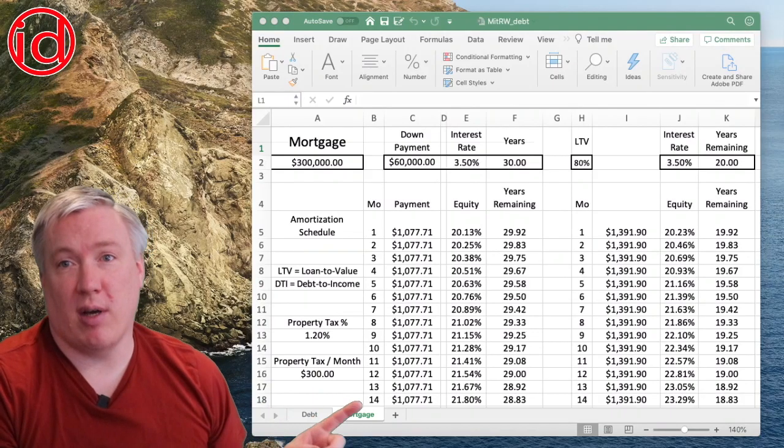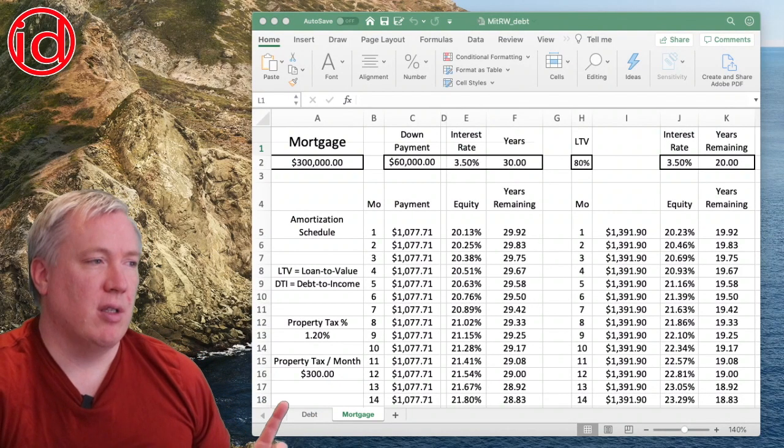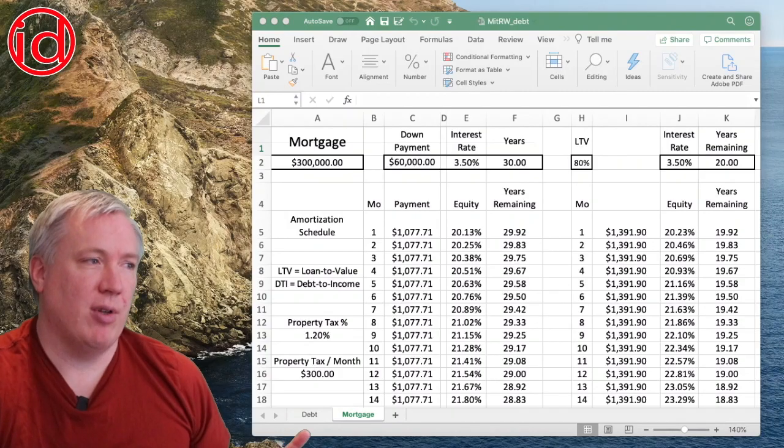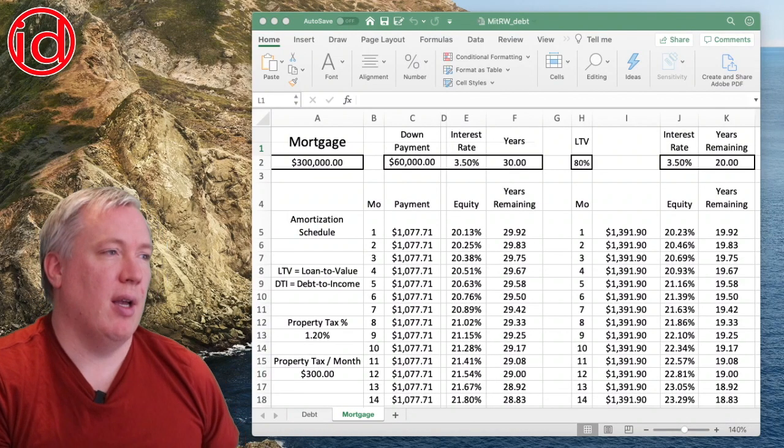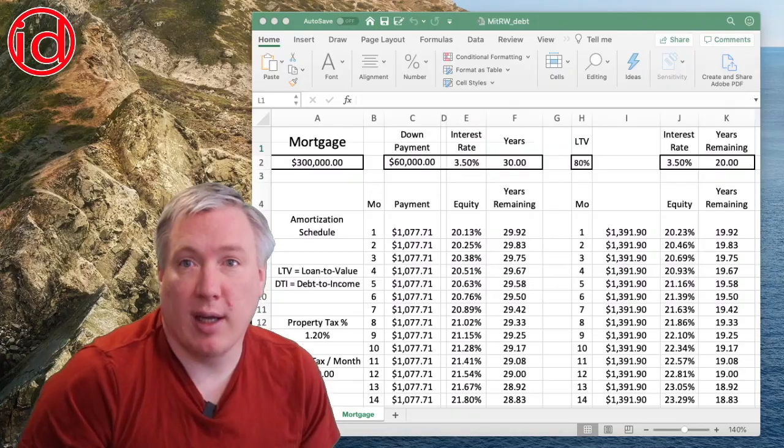This is the same document that we used in a previous video. So when you open it up, it might open up to the debt tab. You just need to click the mortgage tab, and then you'll be able to use this for experimenting here.